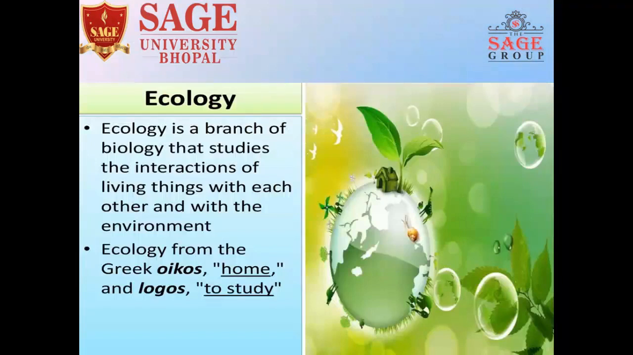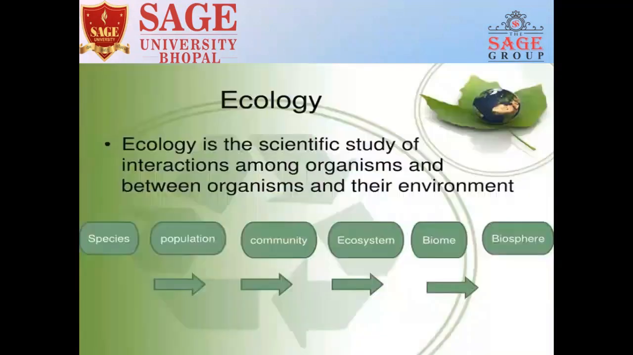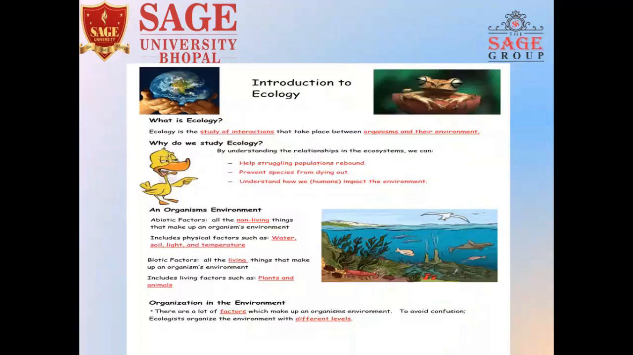What is ecology? Ecology is a branch of biology that studies the interaction of living things with each other and with the environment. One more definition of ecology. Ecology is the scientific study of interactions among organisms and between the organism and their environment. Furthermore, classifications and introductions to the ecology on the following points.